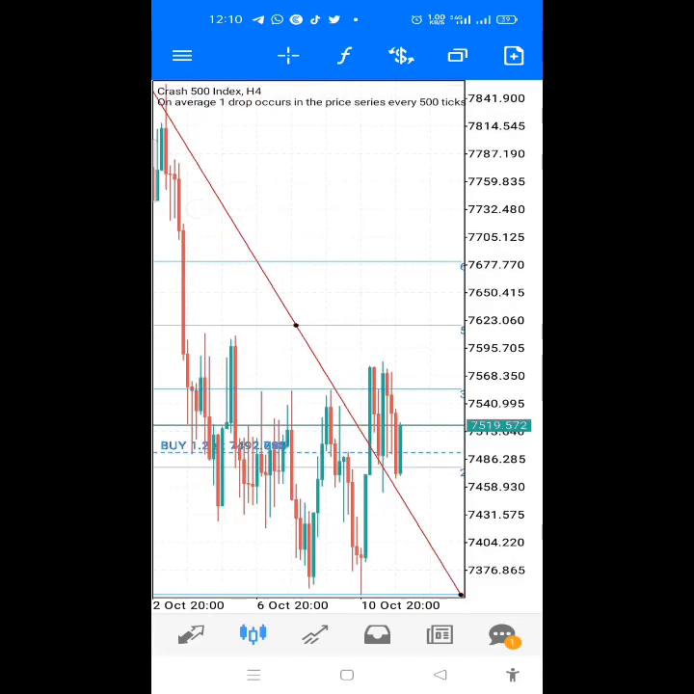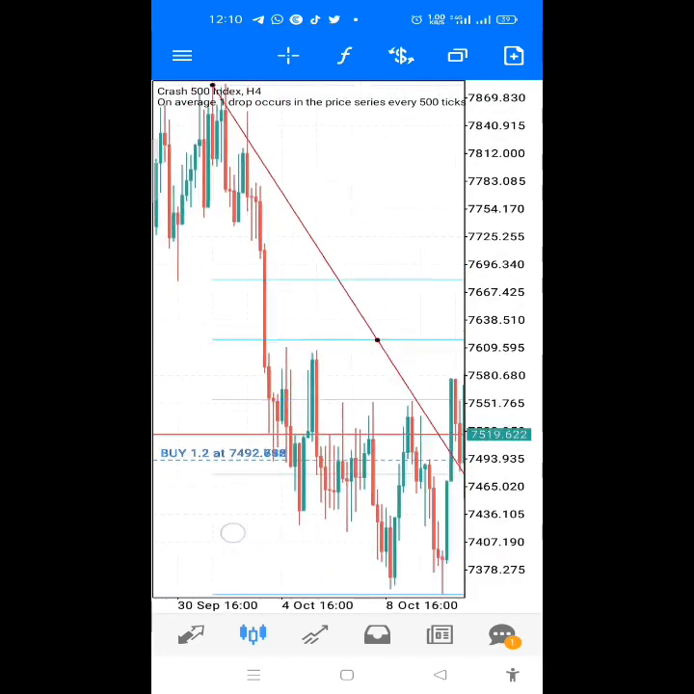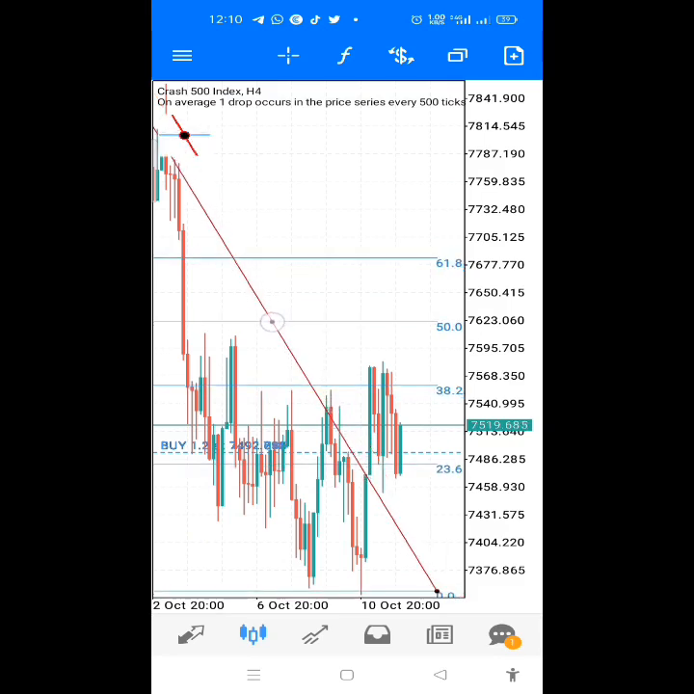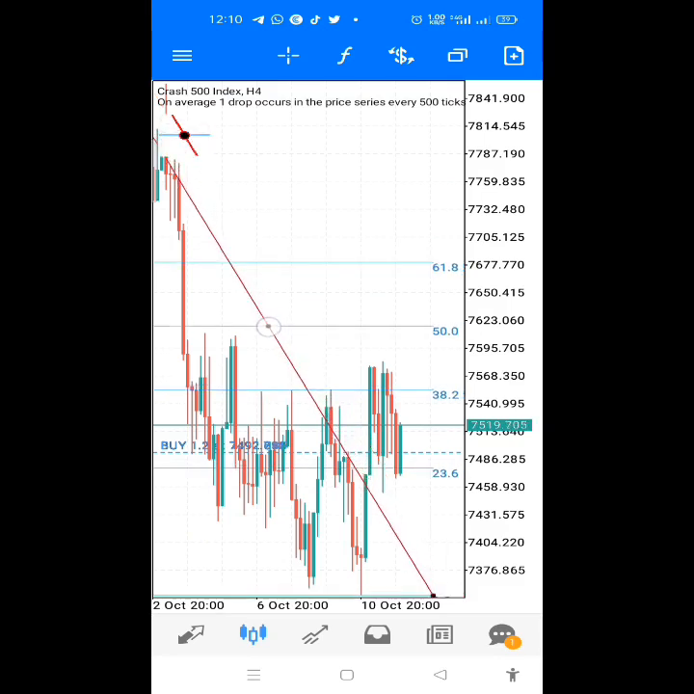Okay, the Fibonacci levels, let me adjust small. As you can see, these levels are automatic. The levels come directly with the Fibonacci. So you can see 23.6, 38.2, 50, 61.8, then 100.